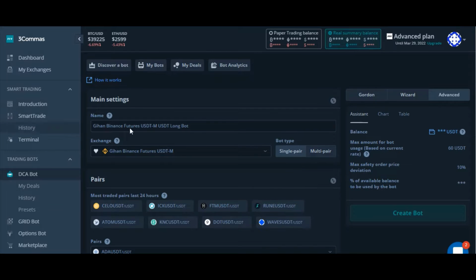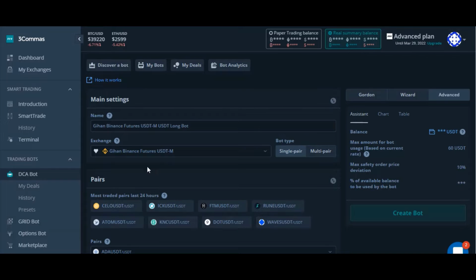Okay, so you can see my 3Commas account here. I have already logged in, and you can see this is my real account that has been activated, and I have a paper trading account here. And now I'm going to show you how to do this with my real account.